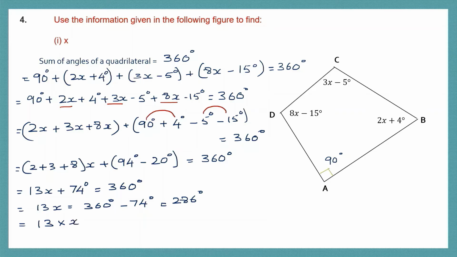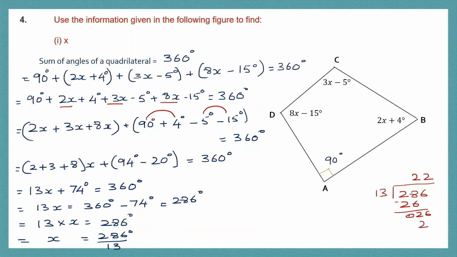That means 13 into x is 286 degrees. Therefore, x degrees will be 286 divided by 13. So let's divide that. 13 2s are 26. 26 minus 26, and then we bring down the 6, it becomes 26. Again, 13 2s are 26. So we've got our answer as 22. So x is equal to 22 degrees. So we have found our first answer. We've been asked to find the value of x and we found it to be 22.